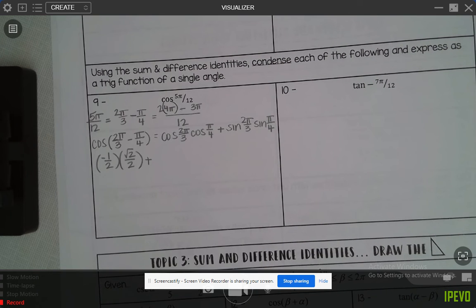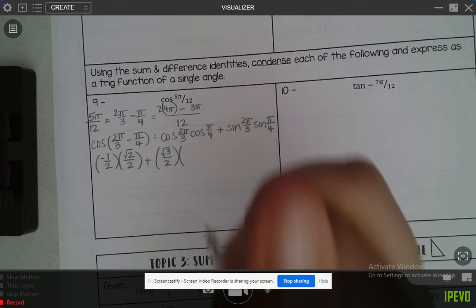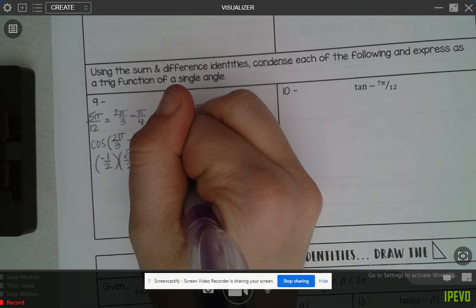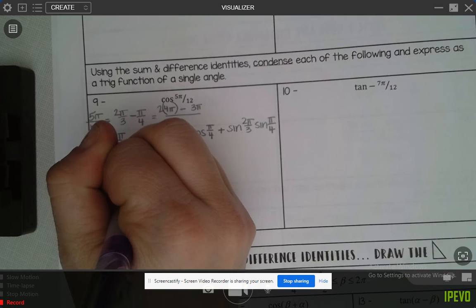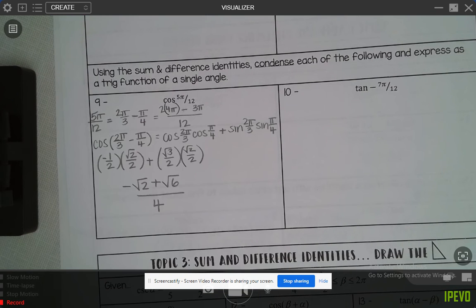Sine of 2 pi over 3. Reference angle, pi over 3. Sine of pi over 3 is radical 3 over 2, and this is positive or negative? Positive because it's in quadrant 2, so radical 3 over 2 times the sine of pi over 4, radical 2 over 2. Multiply fractions. Negative radical 2 plus radical 6 over 4.